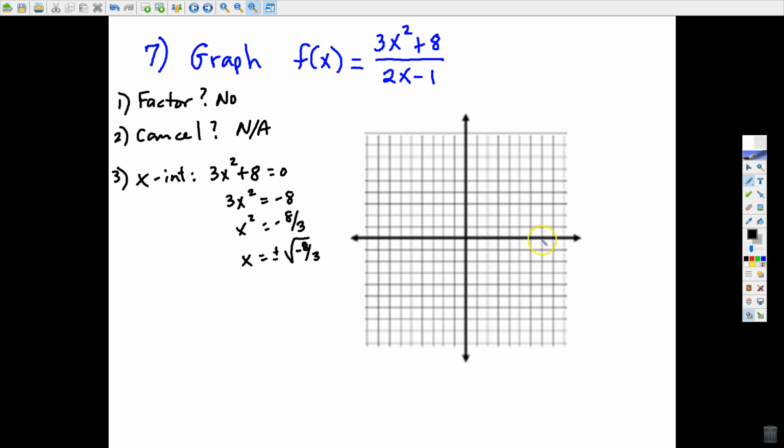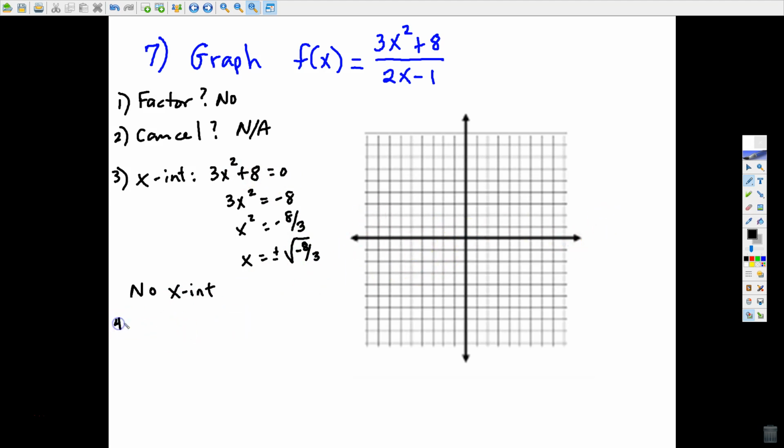The numbers on this x-axis, on the real number coordinate plane, are obviously real numbers. Well, these are not real, so therefore I can't plot them. Therefore, there are no x-intercepts. So if you solve for x in the numerator and you don't come up with real numbers, you know that this graph will not cross the x-axis.